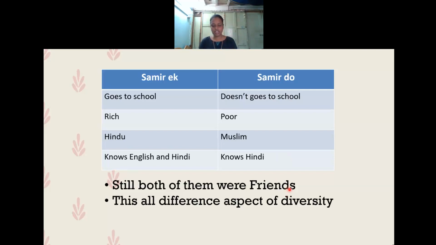In the next class, I'm going to explain about inequality which is present in society. Even though we have diversity, different kinds of people, why do differences arise as inequality in society? In the next class, I'm going to explain that.